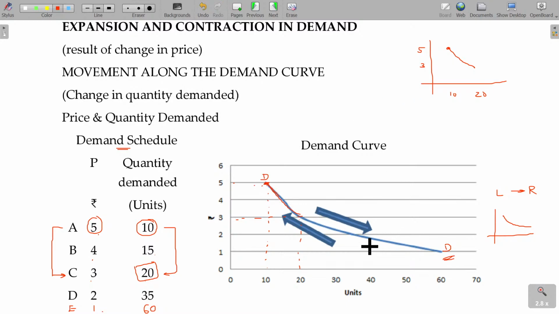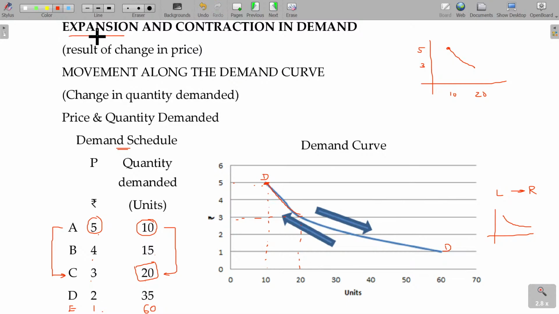The blue color is the DD curve. This change also has the impact on the DD curve only. And that too, the curve slopes downward. So a downward slope will be there. The arrow shows that it's an expansion. Is that okay?